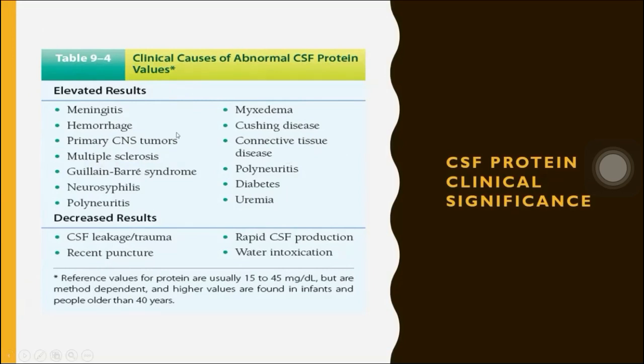So here are the conditions associated with decreased or elevated results of CSF protein. The diagnostic or clinical significance of CSF protein is actually in the elevated portion. Why? Because in the elevated portion are all the pathologic conditions. Meanwhile, for decreased results, there are usually no pathologic conditions. For elevated results, there are meningitis, hemorrhage, tumor, and multiple sclerosis. So our clinical significance arises from the elevated results of CSF protein.